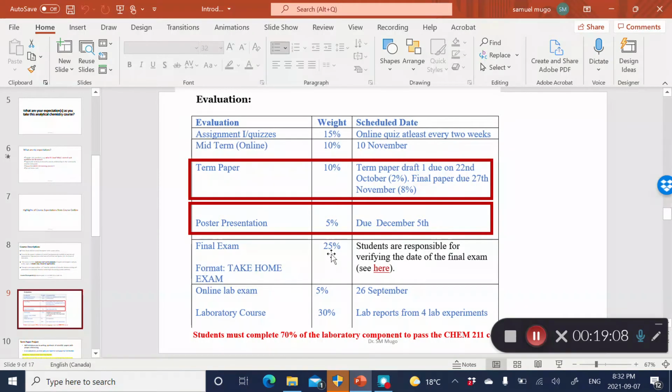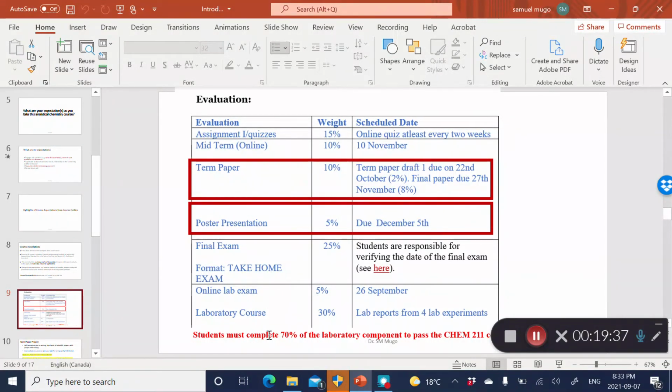The final exam is going to constitute 25%. There's going to be also the laboratory component that's going to constitute 30%. There's going to be an online lab exam that's going to be just before you guys start doing the actual labs. And that's going to be posted on Blackboard. You just need to complete it. I think by the 26th of September, it's going to be posted again on Blackboard.